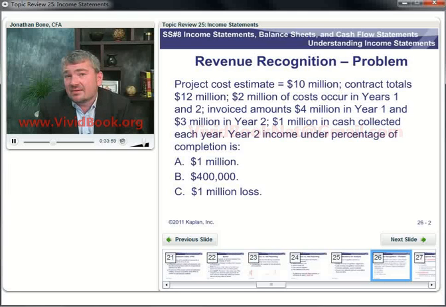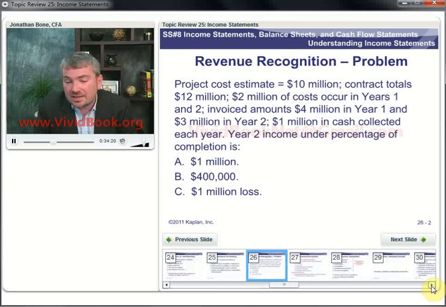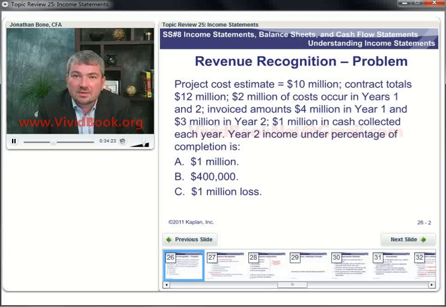Well, that sounds like a red herring to me. We didn't use invoiced amounts at all when we looked at percentage of completion before. So 4 million is invoiced in year 1, 3 million invoiced in year 2, and 1 million of cash is collected. Now, of course, all of that latter data is irrelevant. To work out percentage of completion, all we need to know is contracted selling price, costs incurred to date, and the reliable estimate of total cost.